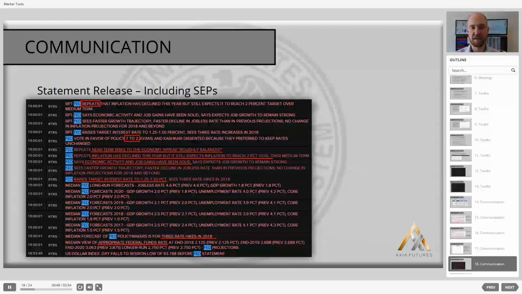So in this case, end of 2018, for example, median expectation was a rate of 2.125, previous 2.125. So that's implying that come the end of 2018, rates would be in the boundary of 2 to 2.25%. You will then usually, as well, the Newswire will give an interpretation of this. So policymakers are looking for 3 hikes in 2018. That's what's implied by the dots. So that's the first point that you want to be looking at.